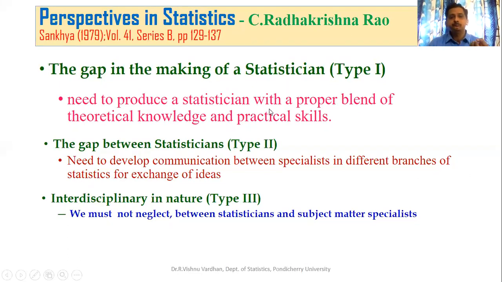We need to produce a statistician with a proper blend of theory and practical knowledge. But at the same time, if I'm well versed with classification models, but I'm not to the extent with advanced time series analysis, but I know an expert who is well versed with time series, then we need to exchange ideas so that we can amalgamate the ideas and do some better research for societal development. So this is what is called type 2 error. This is not happening. The bridging gap between different statisticians who are well equipped with their own knowledge should be connected.